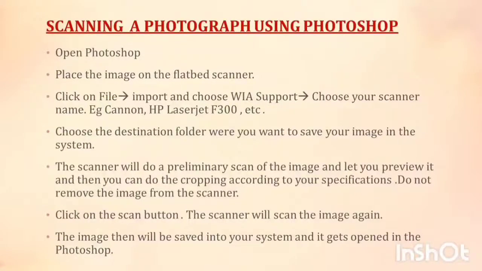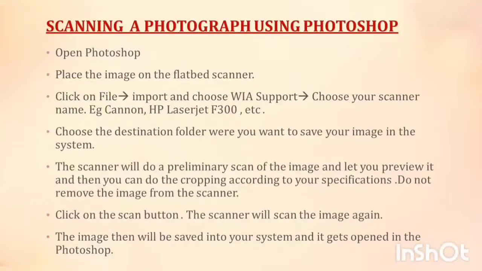So I'll just tell you the step-by-step process of how to scan an image. First you have to open your Photoshop, and then you place the image on the flatbed scanner. That is, you have to place the image upside down so that the image faces the glass which is there on the scanner, and then you close the lid of the scanner, and then you go to File, Import, and then you choose the option WIA Support.